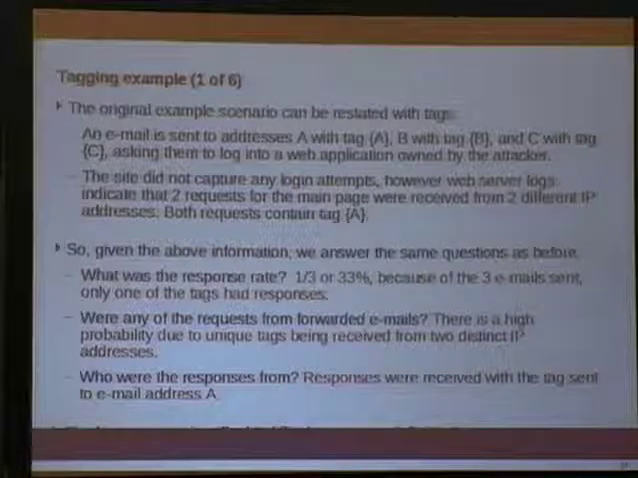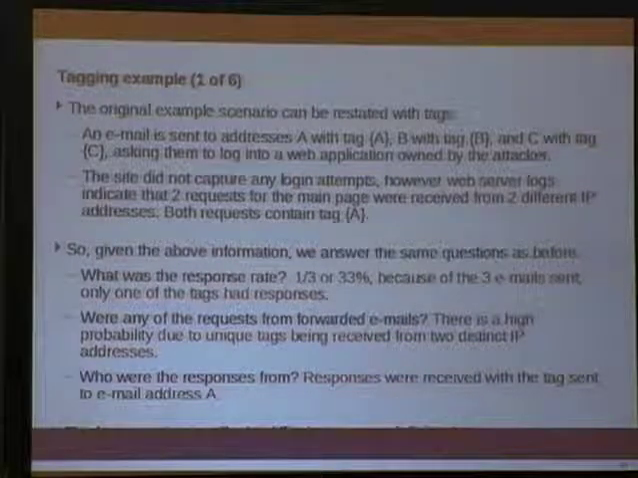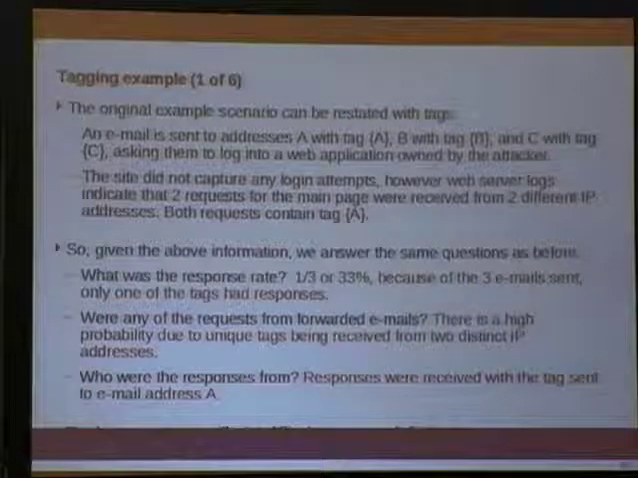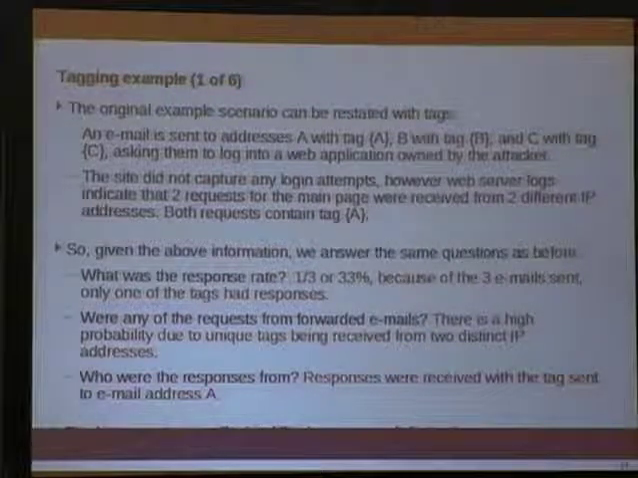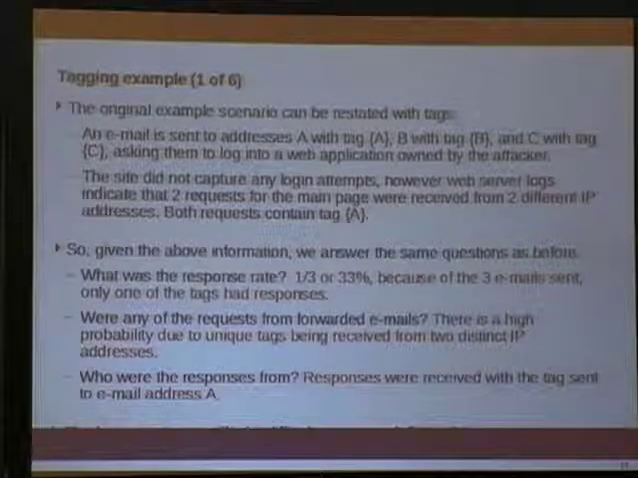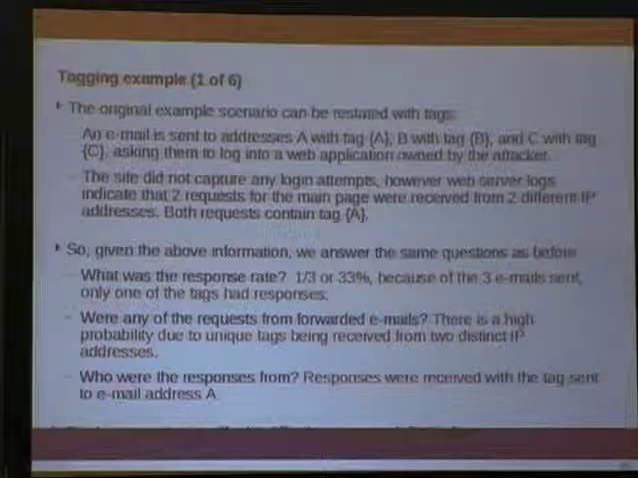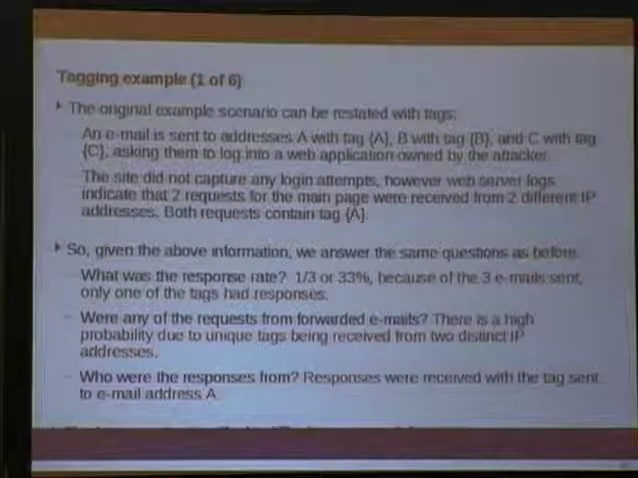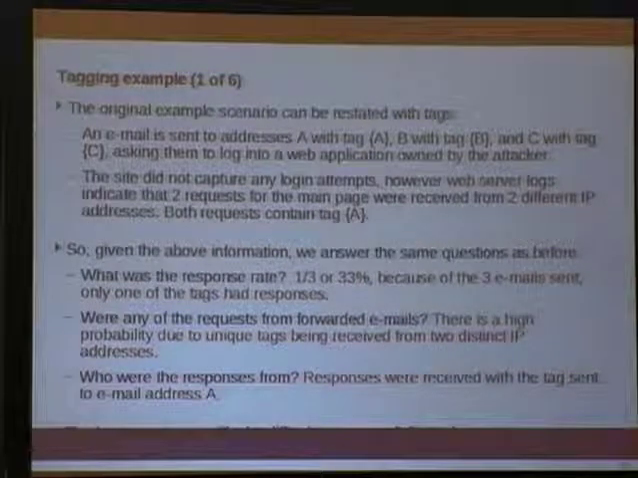Again, we don't care that there were 2 requests from A. We can just say, based on the number of tags that we sent out, the number of people that are causing a response based on the email sent. Were any of the requests from forwarded emails? Yeah, we can actually say there's a high probability because the unique tags were received from 2 distinct IP addresses. And we'll get to that in more detail here in a sec.